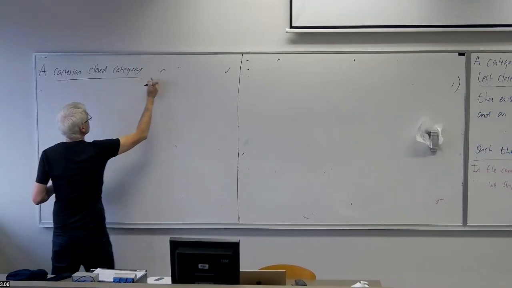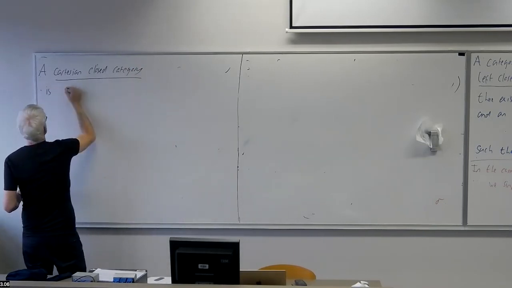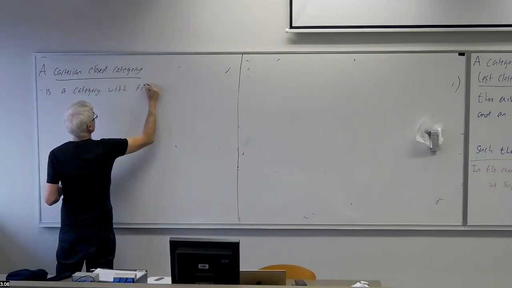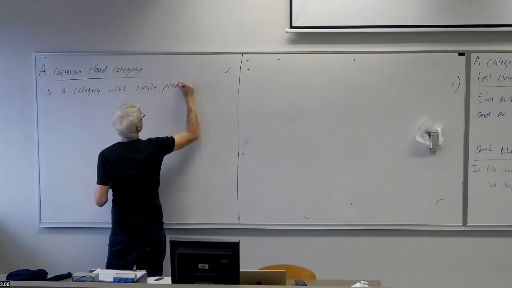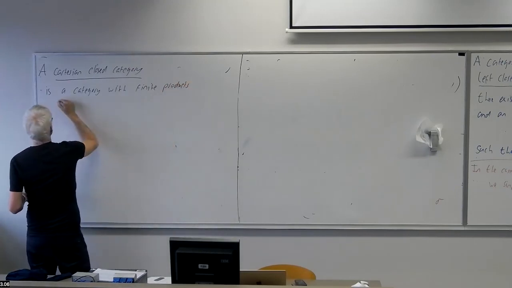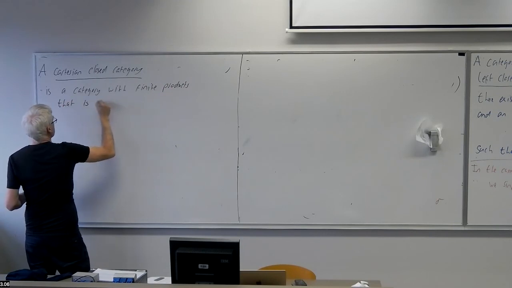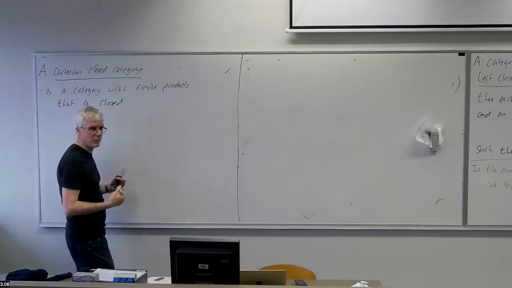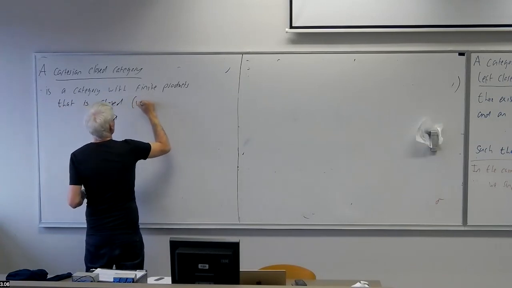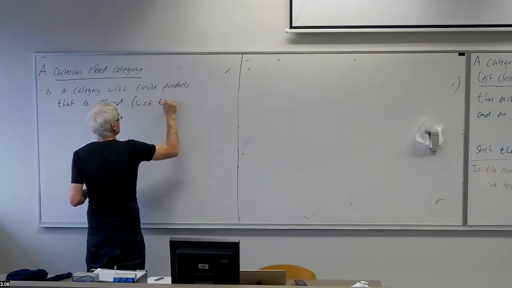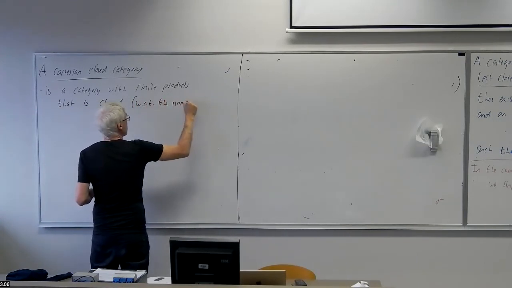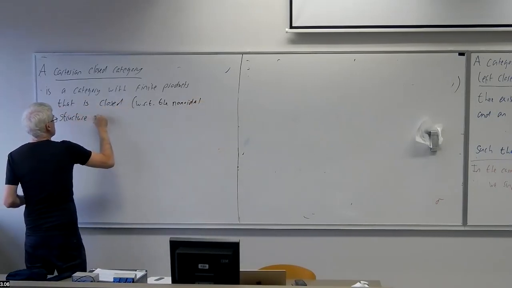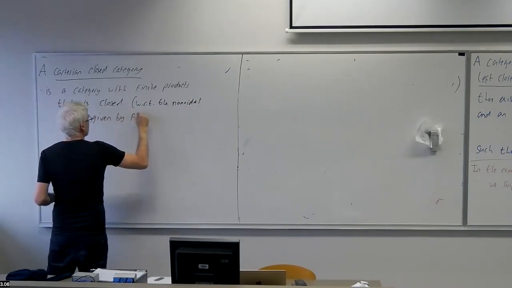So a Cartesian closed category is a category with finite products that is closed in the previous sense, where we take the finite product as the monoidal structure. So closed with respect to the monoidal structure given by finite products.